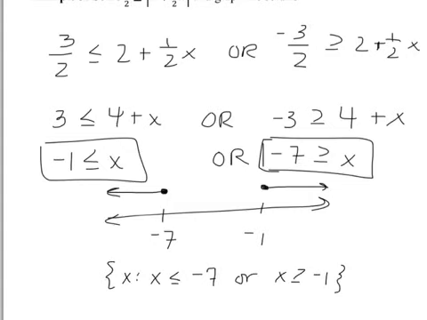And notice I have a tendency to write my answer as I see it on the number line. I saw this first, so I wrote x is less than or equal to negative 7, which is the same as this. And then I saw this, so I said x is greater than or equal to negative 1, which is what this is really.